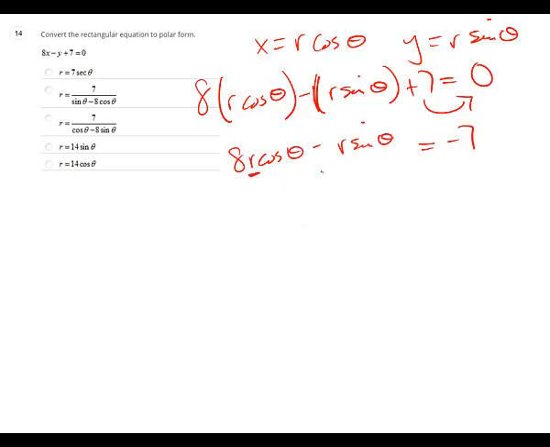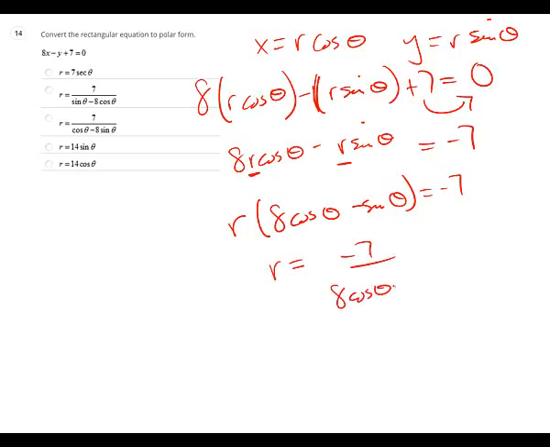Okay, I'm going to go ahead and move the 7 to the other side. What's my greatest common factor? r. And look at that, they're all solved for r. So you've got r times 8 cosine theta minus sine theta equals -7. How do I get this to the other side? Divide it. So r equals -7 over 8 cosine theta minus sine theta.